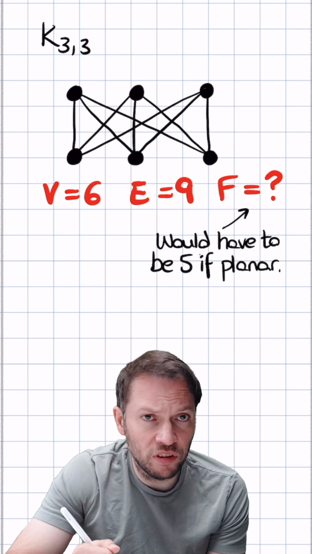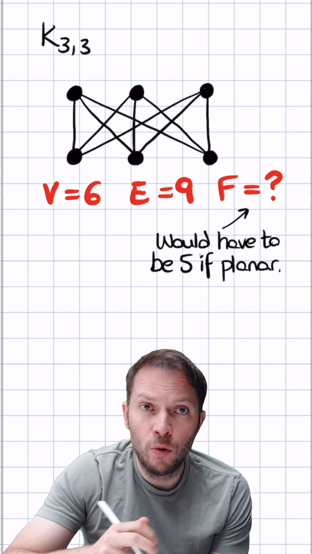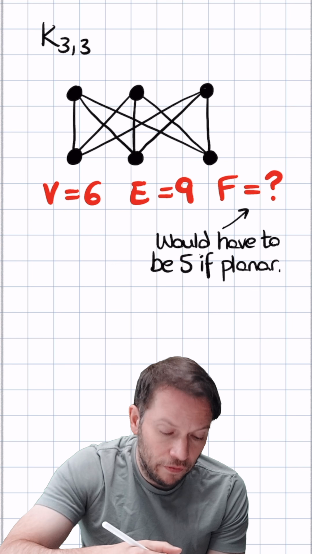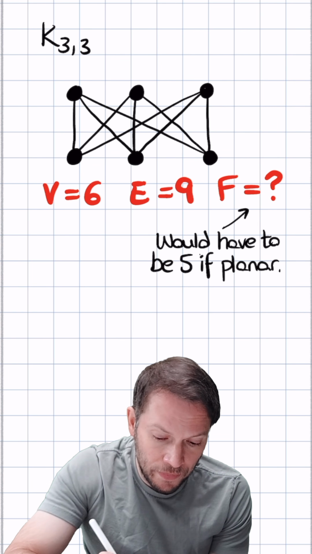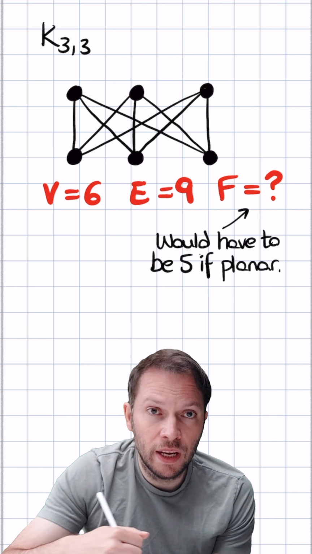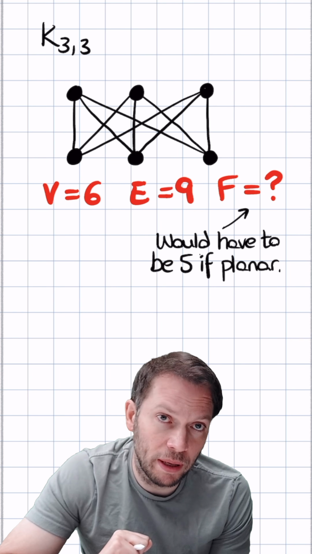And the reason this is impossible is because it's easy to show that each region in this graph would have to be surrounded by at least 2 edges. So therefore, if we had 5 faces, there would have to be at least 10 edges. However, there's only 9 edges, and therefore we don't have enough edges, and therefore it's impossible for Euler's formula to be obeyed, and therefore the graph cannot be planar.